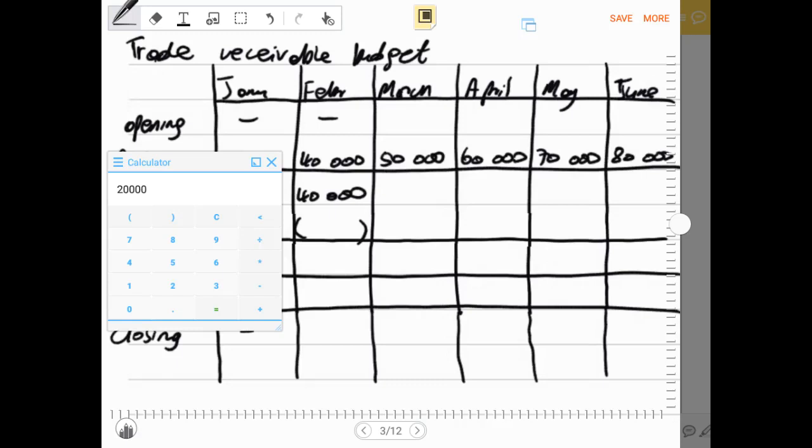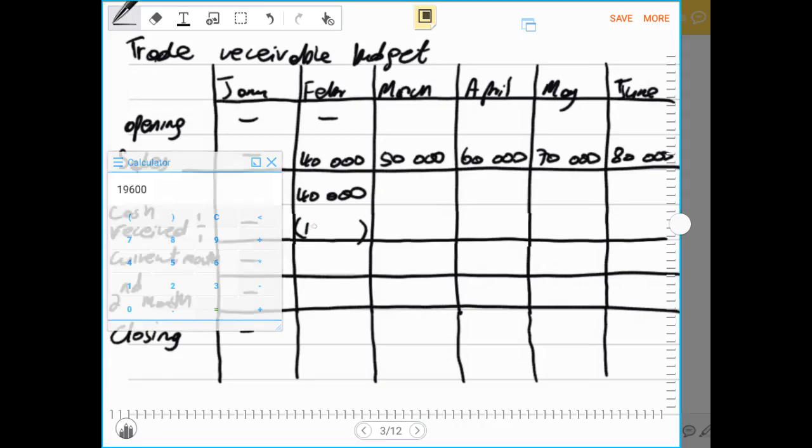Out of that half, which is 20,000, this will get a discount of 2%. Therefore now only 98% of that amount will be received, because out of 100%, if you subtract 2%, you'll be left only with 98%. Therefore now it means this will be 19,600 that will be received in the first month, which means in the month of February.